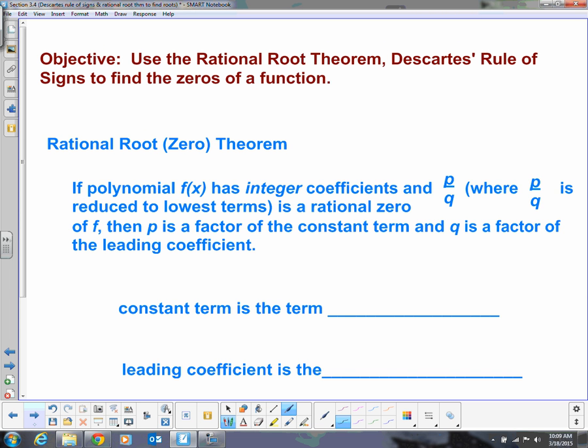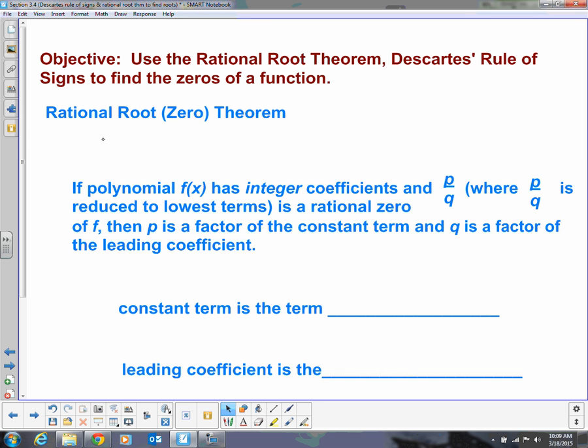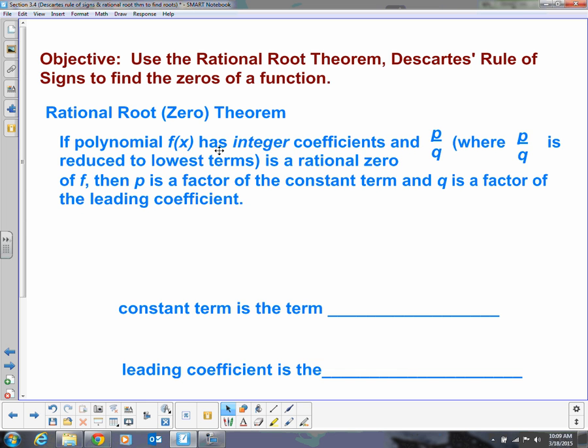Okay, so we're going to go into the rational roots theorem. You did this in Algebra 2, and I'm sure you loved it. It's tedious. Rational root or zero theorem: if a polynomial f of x has integer coefficients, that means no fractions like 2/3, and p over q, where p over q is reduced to lowest terms, is a rational zero of f, then p must be a factor of the constant term, and q is a factor of the leading coefficient.